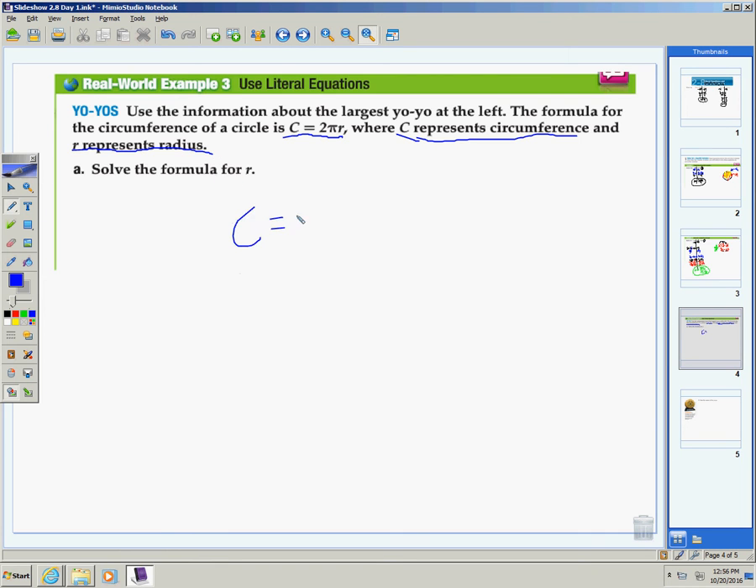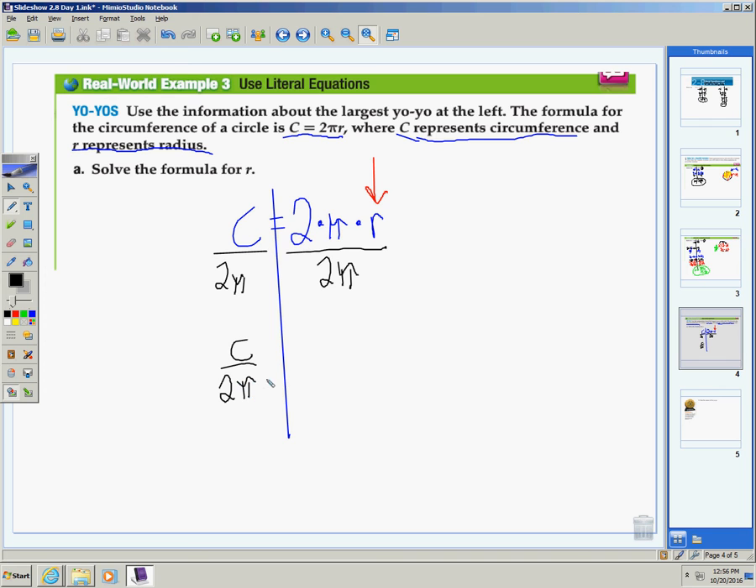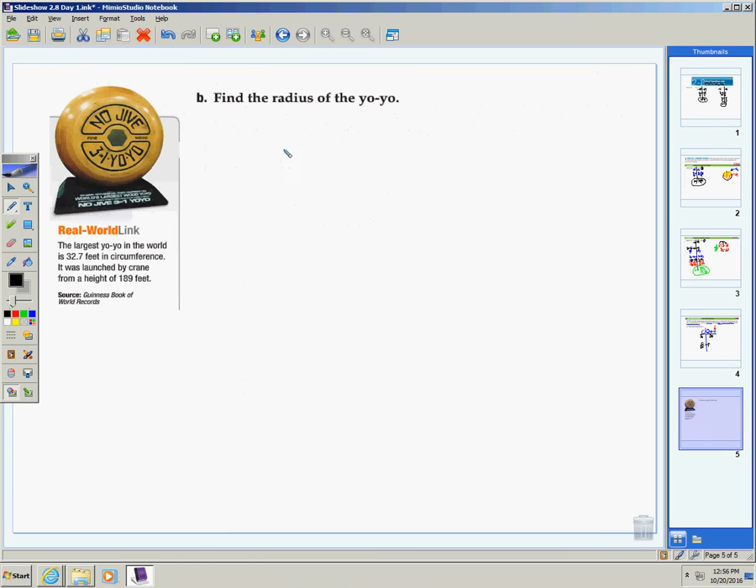So I've got C equals 2 times pi times r, and I want to try to get r by itself. The way I would do that is I have to get rid of this 2 times pi times r being multiplied by the r. How do I get rid of multiplication? I just divide. So I'm going to divide each side by 2 pi. So I get C divided by 2 pi equals r. And I've just solved this for r. And now that I've solved this for r, I'm just going to rewrite it, C over 2 pi equals r.